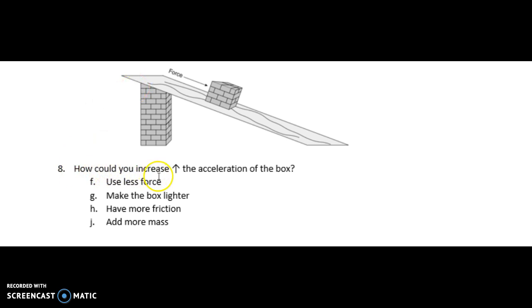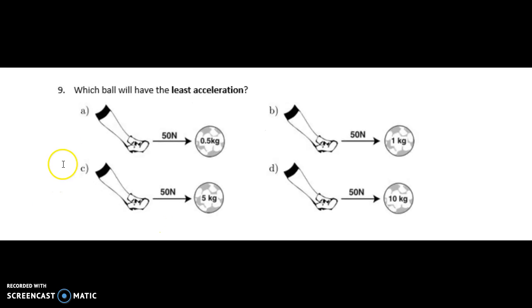Number 8. Look at this picture. How could you increase, or make go up, the acceleration of the box? So you want more acceleration. Should you F. Use less force to push the box? G. Make the box lighter? H. Have more friction? Or J. Add more mass, make the box heavier?